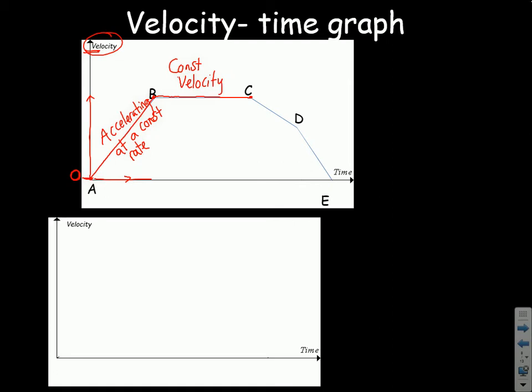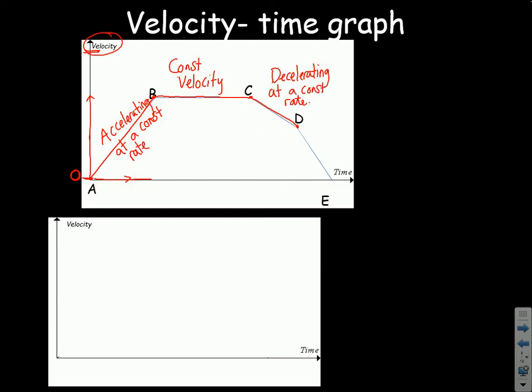Okay then, so what about from C to D? From C to D you can see as time goes by that the velocity is decreasing. So what does that mean? Velocity decreasing, so it's slowing down. Now what do we call slowing down? Scientifically we would say that it has negative acceleration, or we would say that it is decelerating. More than that, it is decelerating at a constant rate. And we know it is decelerating at a constant rate simply because it is a straight line.